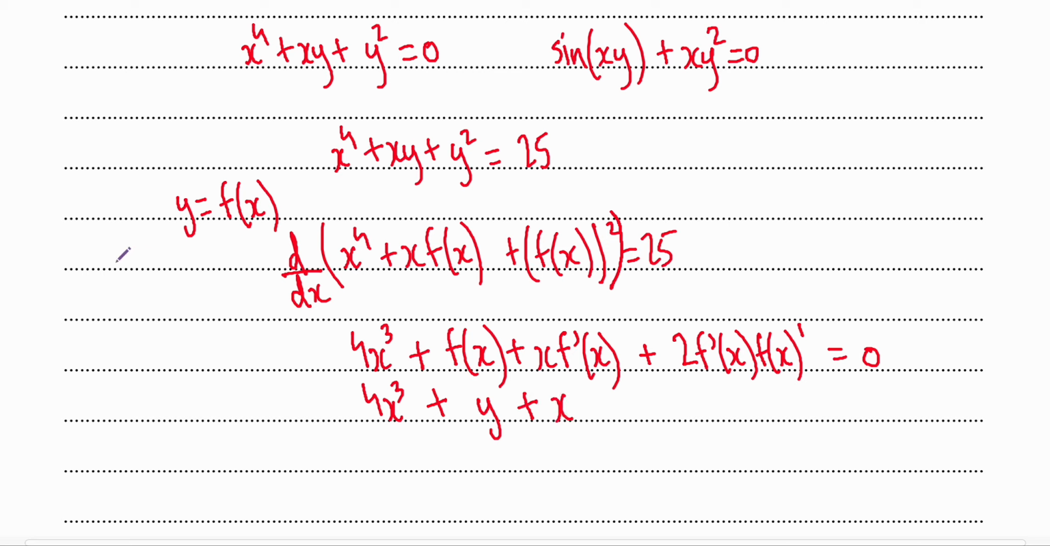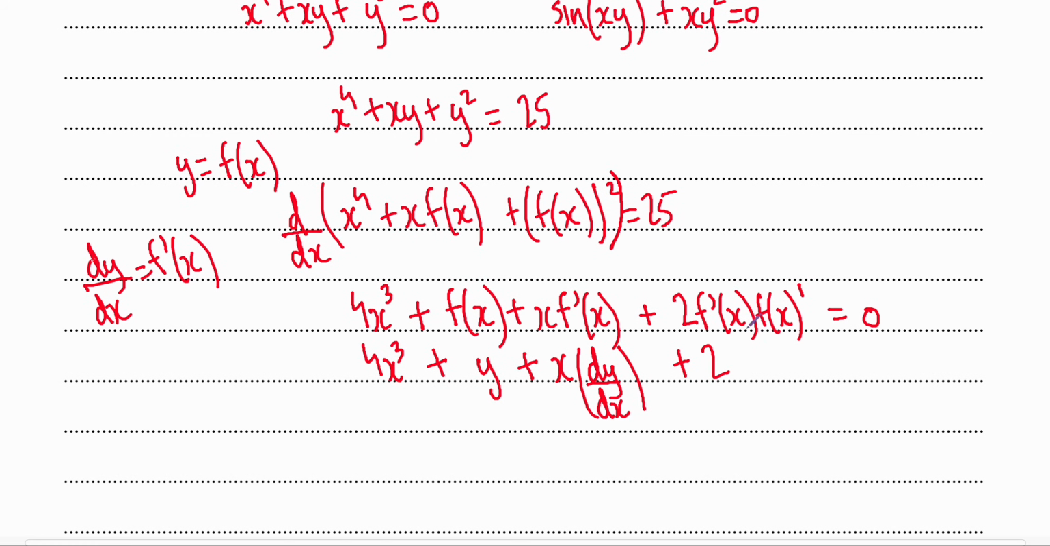Well, if y is equal to f of x, then dy by dx is equal to f prime of x. Remember, this is just notation. This is all the exact same thing. So you have x times dy by dx, in brackets because you're multiplying these together. Plus 2 times, what's f prime of x? Again, that's just dy by dx, times f of x to the power 1. f of x is just y. So you have 2 dy dx times y. And that is equal to 0.